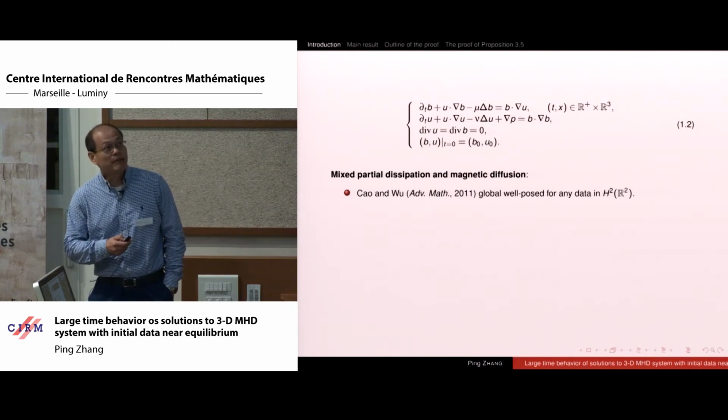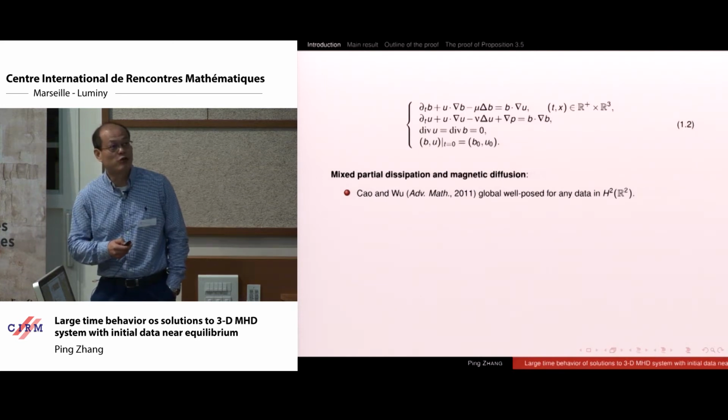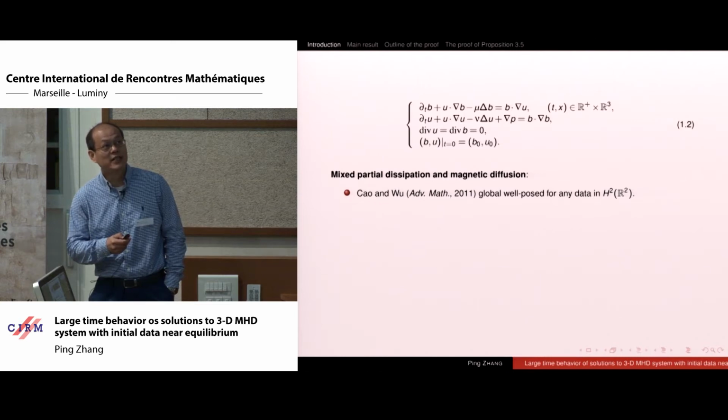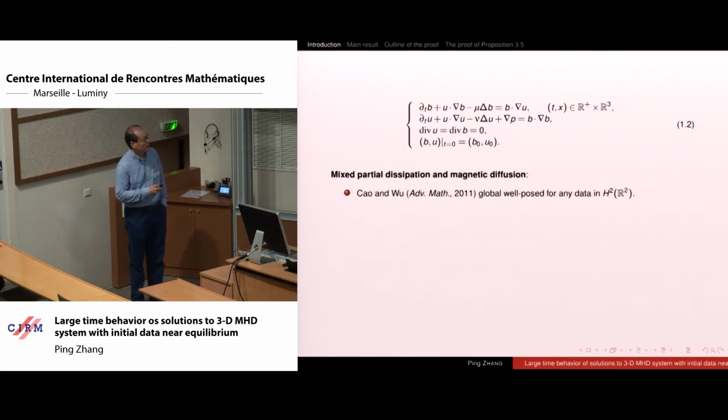With mixed partial dissipation and magnetic diffusion, which means in two space dimensions, instead of the full mu Laplacian of B, this could be mu partial x1 squared of B, and instead of nu Laplacian of u, you can replace it by partial x1 or x2 squared of u. In this case, it was proved by Chongsheng Cao and Jiahong Wu that the system is globally well-posed with general initial data in H^2.